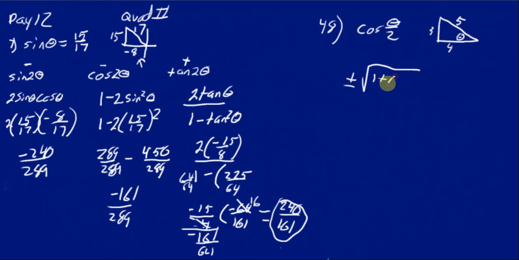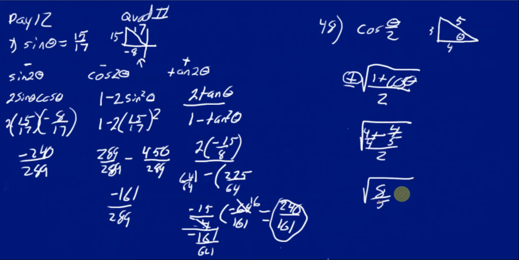So the cosine of theta over 2 is going to be plus or minus the square root of 1 plus the cosine of theta, divided by 2. Well, since we're assuming this is an acute angle, it's going to be positive. 1 plus the cosine. The cosine is the adjacent over the hypotenuse, or 4/5. And that's all divided by 2. So the 1 we're going to turn into 4 over 4.